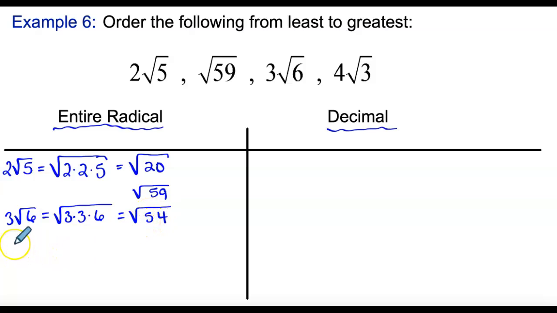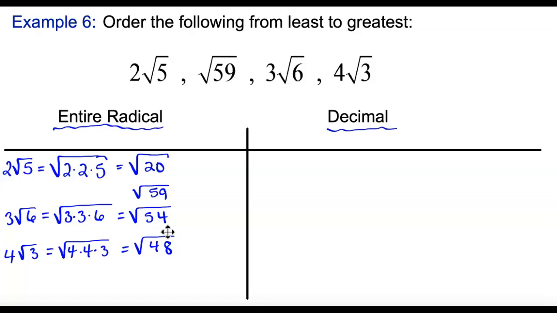Okay, just one more. 4 times the square root of 3. And again, if I rewrite this, I know that's the same as the square root of 4 times 4 times 3. And 4 times 4 is 16, times 3 is 48.